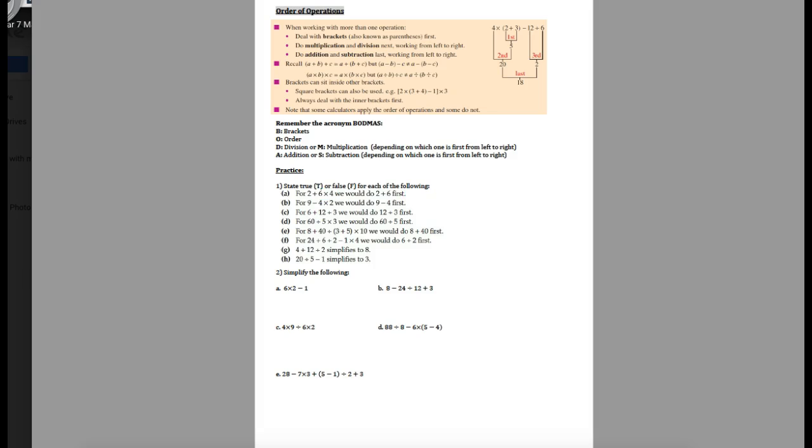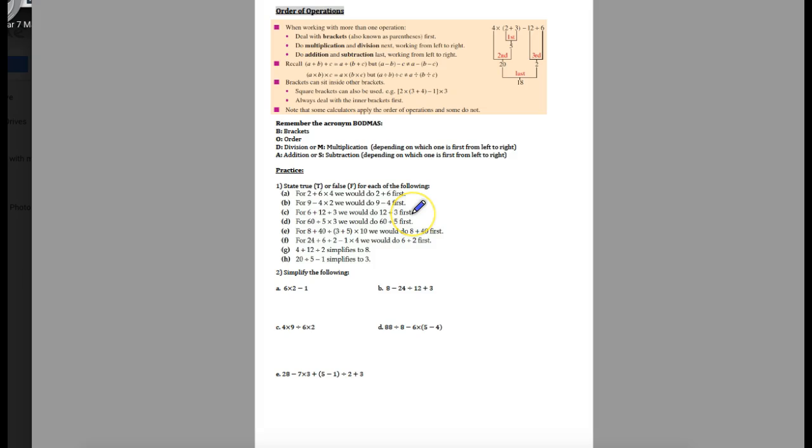All right, in question B, 9 minus 4 times 2, it says we would do the 9 minus 4 first. So this is the subtraction. We also have in this expression a multiplication, so we do the multiplication first. So this one here is false.